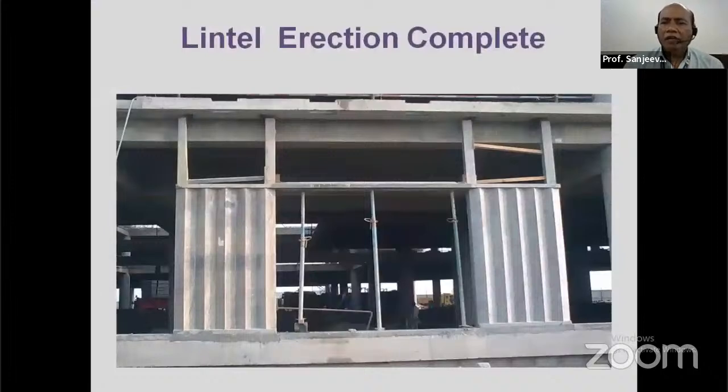So lintel erection is complete. Now this is the front view after the lintel erection was complete. So this is the lintel that was to be constructed between two wall panels, and it is shown how two wall panels were erected at the Mumbai International Airport project on the ground floor. So this is the actual work that has been done there. So this shows two precast wall panels in place and fully erected.